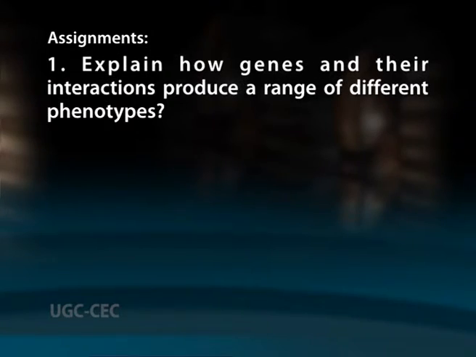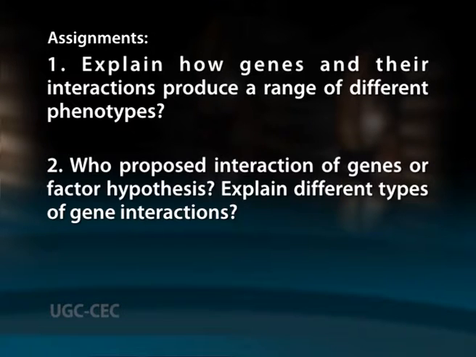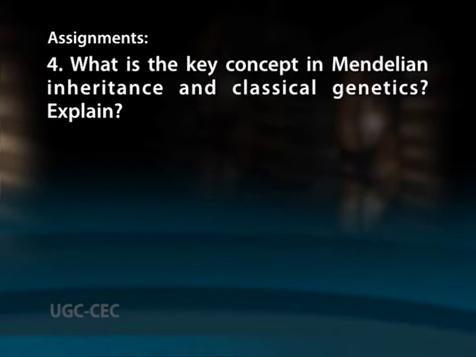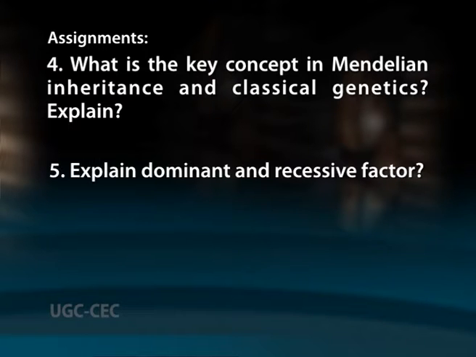The first one is: explain how genes and their interactions produce a range of different phenotypes. Second: who proposed interaction of genes or factor hypothesis? Explain different types of gene interactions. Third assignment would be: explain the gene interaction in flower color in sweet pea. Fourth: what is the key concept in Mendelian inheritance and classical genetics? Explain. Fifth: explain dominant and recessive factor.